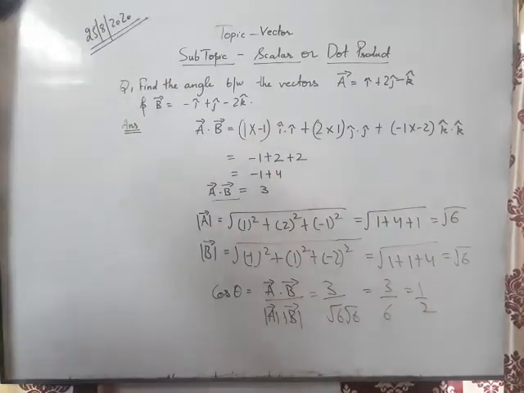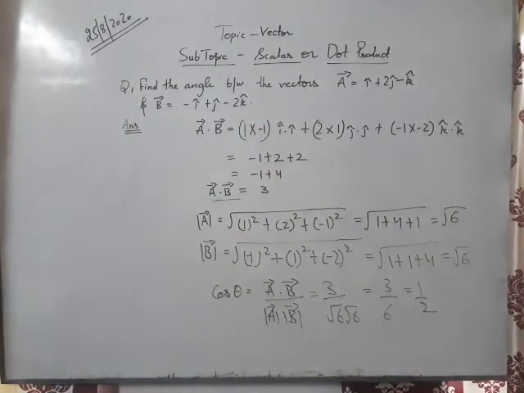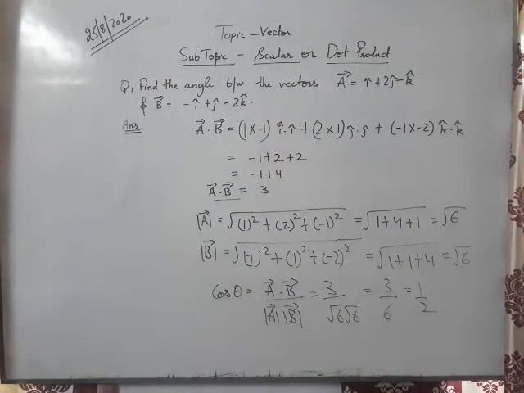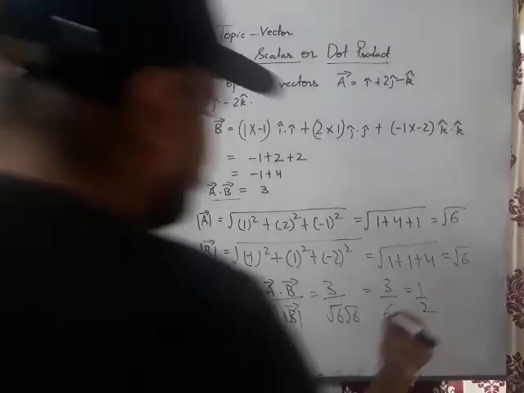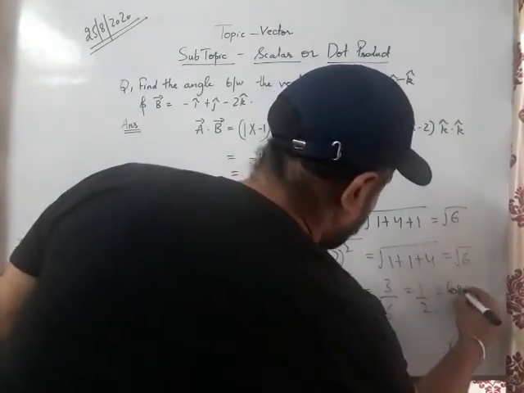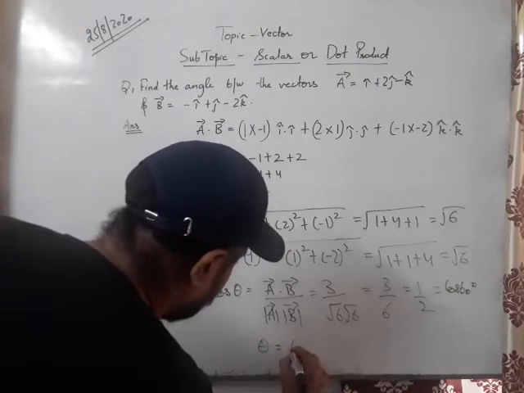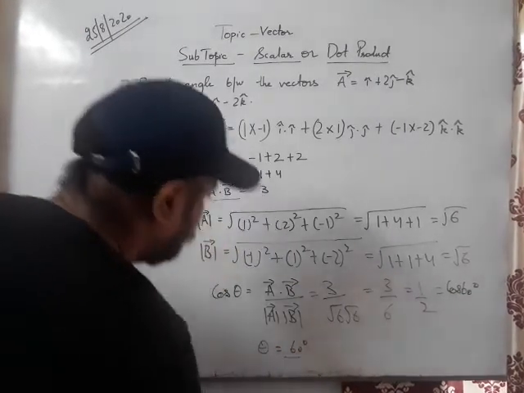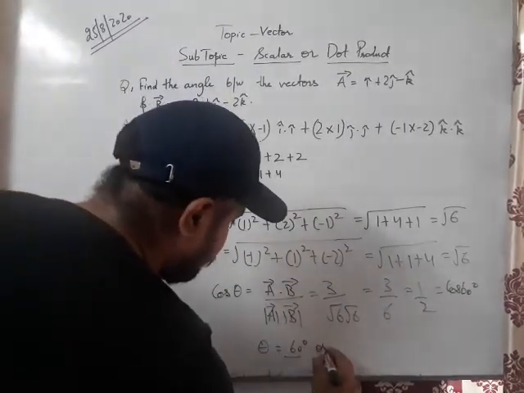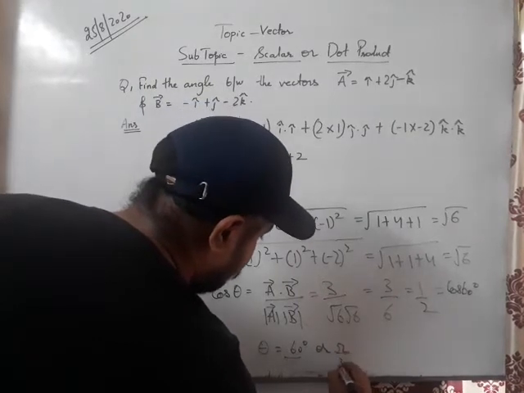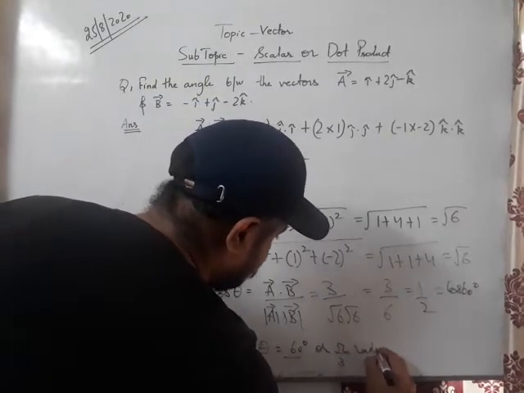So we have to find the value of cosine angle that is having half value, that is on the value of 60 degree. So we will be writing here as cos 60. So cos theta is equal to cos 60. So theta will be equal to 60 degree. Or if you have to represent it in radian, that will be equal to pi by 3 radians.